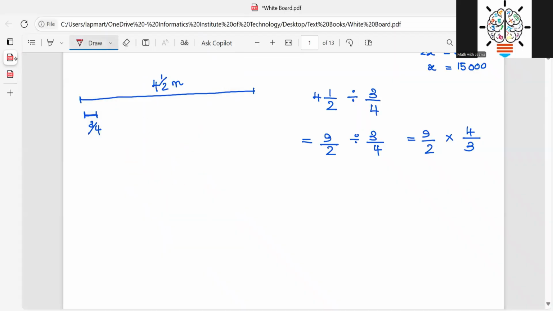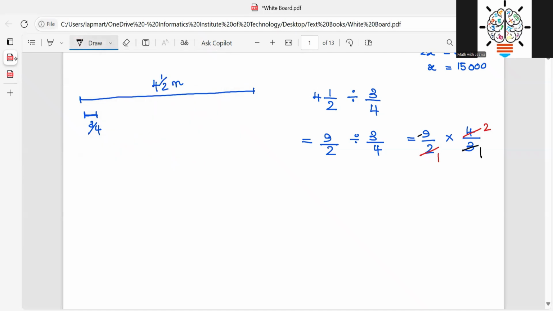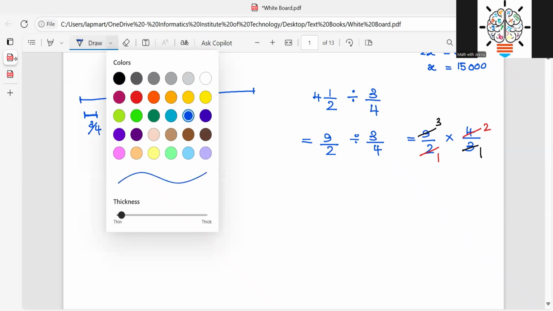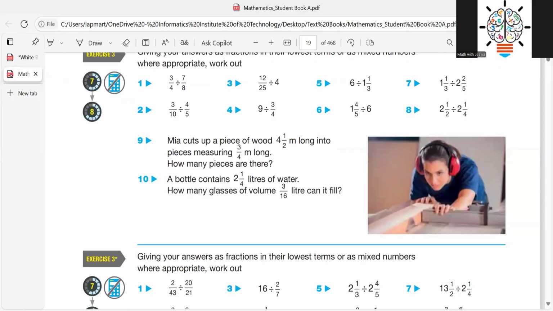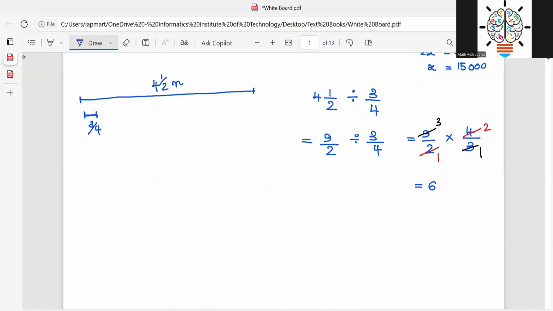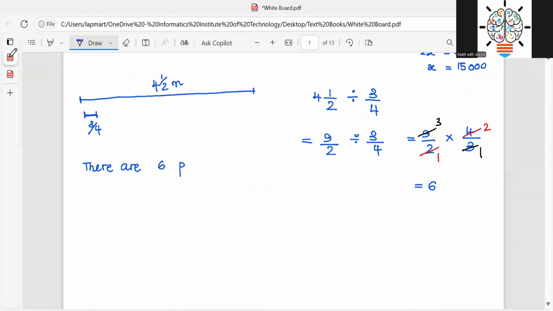And see what I am doing. 2 times 1 and 2 times 2. Right? So then 3 times 1 and 3 times 3. Right? So then the final answer, it is 6. So then this is a word problem, no? Then you write how many pieces? So there are 6 pieces. Then you can write, that's the question they're asking, right? Yeah. So then you write.